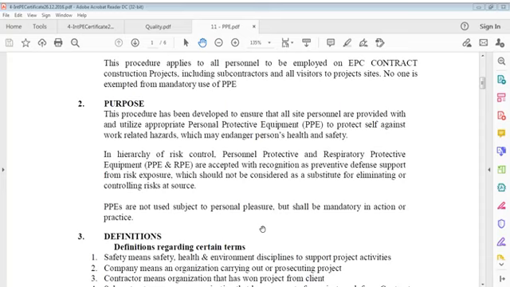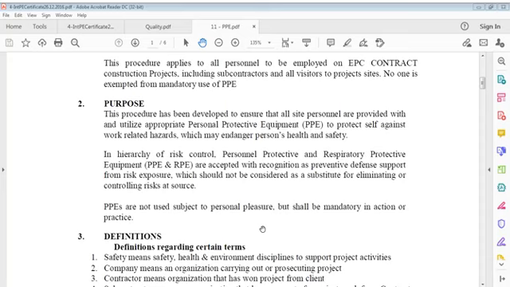In the hierarchy of risk control, personal protective and respiratory protective equipment, PPE and RPE, are accepted with recognition as preventive defense support from risk exposure, which should not be considered as a substitute for eliminating or controlling risks at source.